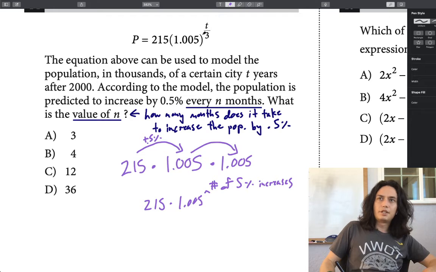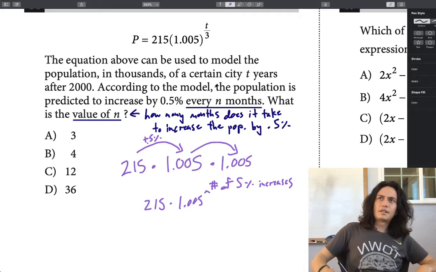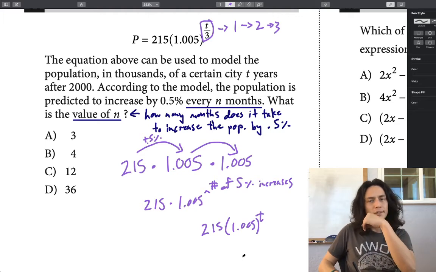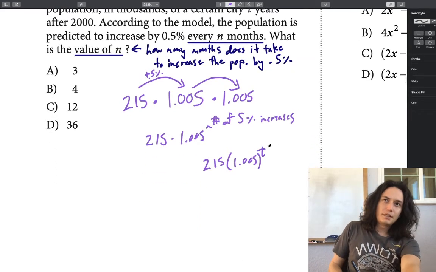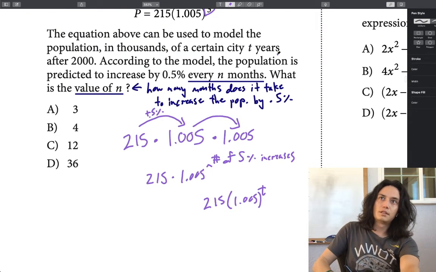And I want to think about, because here we have t over 3, and this is going to get confusing, but I just want to think about the simpler version for a second and say, if this number is a 1, that's 1 increase. And if it's a 2, that's 2 increases. And if it's a 3, it's 3 increases, etc. Right? So if we had a situation where instead of t over 3, it just said t, if we just had 215 times 1.005 to the t, then it would be pretty simple, right? If t is 1, that's 1 year, 1 increase. T is years.